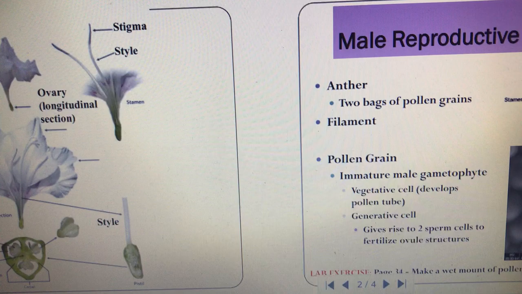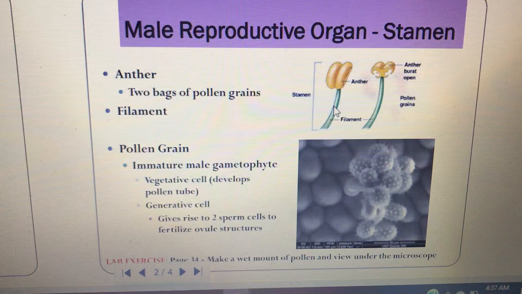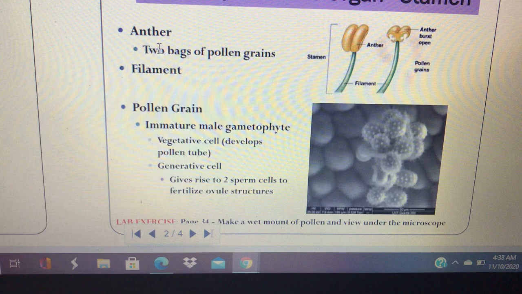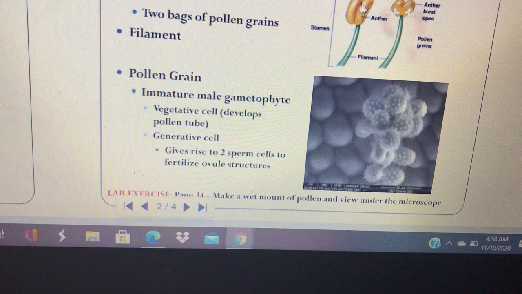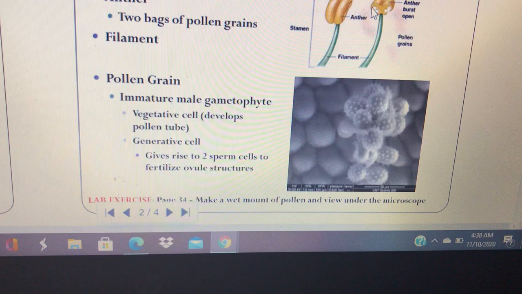Now we're going to talk about the male reproductive organ. So we're going to talk about the stamen. We have the anther, which has two bags of pollen grains. This is the anther. Okay, in yellow, the anther. This is the anther when it's open.